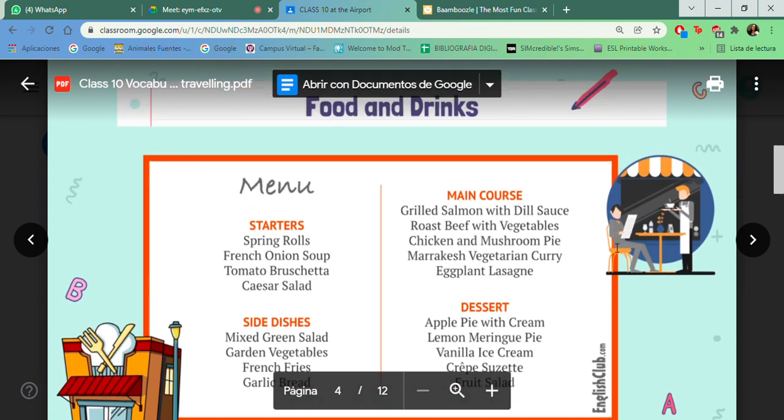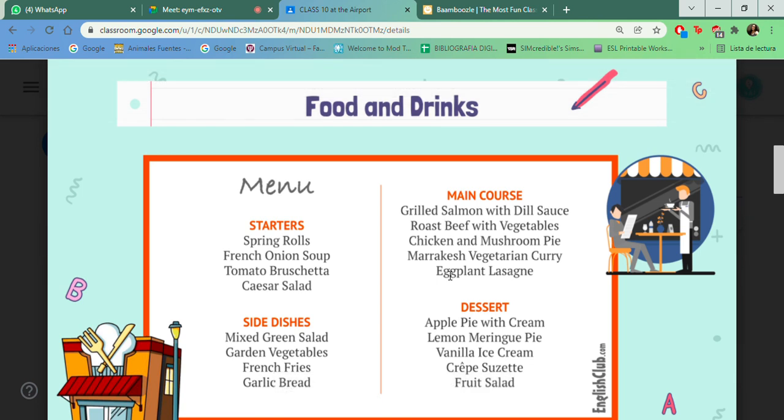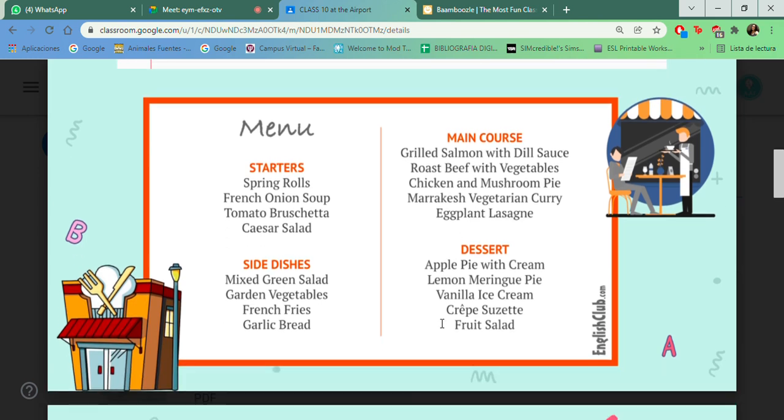So when you go to a restaurant, of course, the waiter or the waitress gives you the menu, and you have the starters or the appetizers, same, where you can eat small portions before the main meal or main course. You also have what is called side dishes, and after the meal you can eat dessert, right? Here you have some examples on the menu.